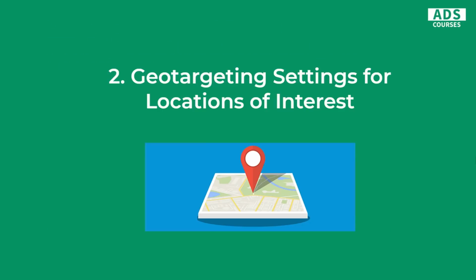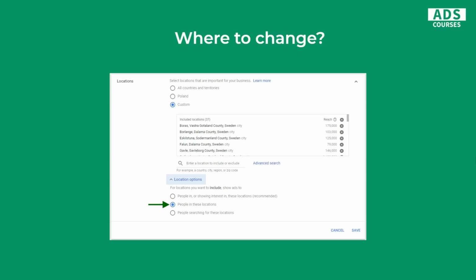A second most common mistake is the geo-targeting setting for location of interest. This is actually a default Google Ads setting. When you create a campaign in the Google Ads interface, it will be selected by default, and this will cause your ads to show in different locations than you actually wanted. You can change this in the location settings, like in this screenshot.